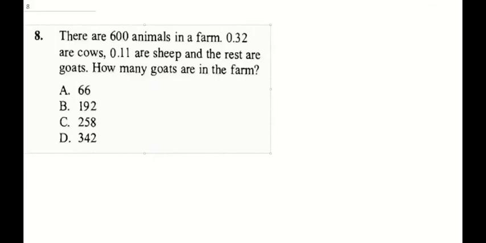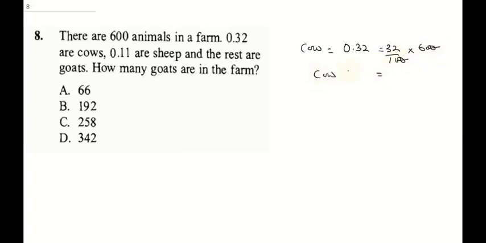Now question 8 says there are 600 animals in a farm. 0.32 are cows, 0.11 are sheep, and the rest are goats. How many goats are in the farm? Now for the cow, remember the total is 600, so 0.32 are cows, so we'll do 0.32, which is the same thing as 32 over 100 multiplied by 600. So 00 cancel 00. That means the cows, when you do this, you are going to get 192.